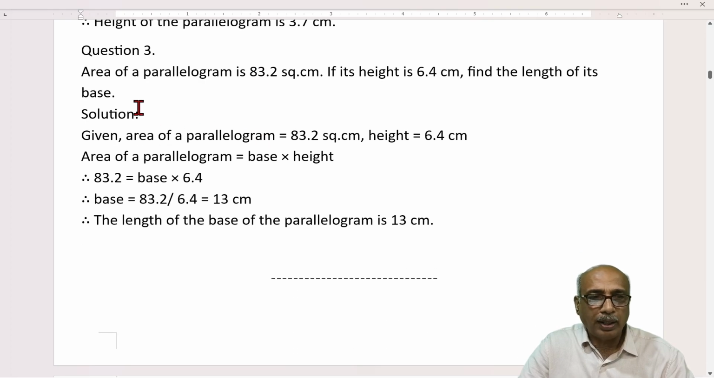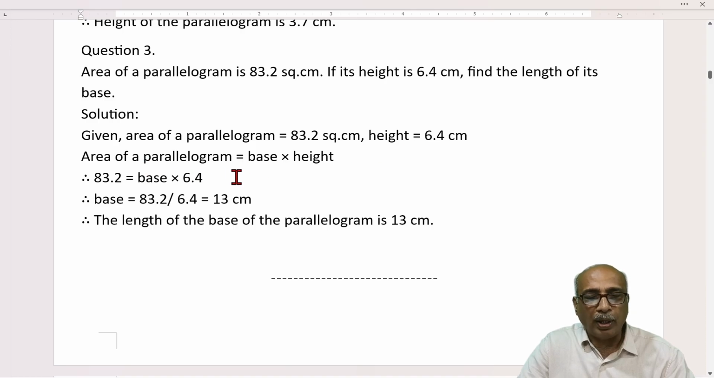Next question. Area of a parallelogram is 83.2 square centimeter. If its height is 6.4 centimeter, find the length of its base. Area of parallelogram equals 83.2 square centimeter. Height equals 6.4 centimeter.